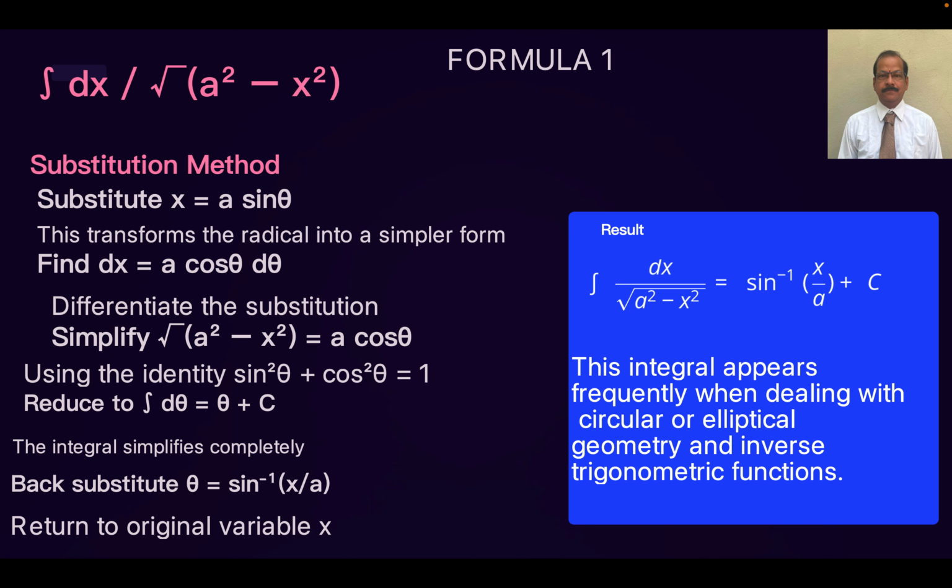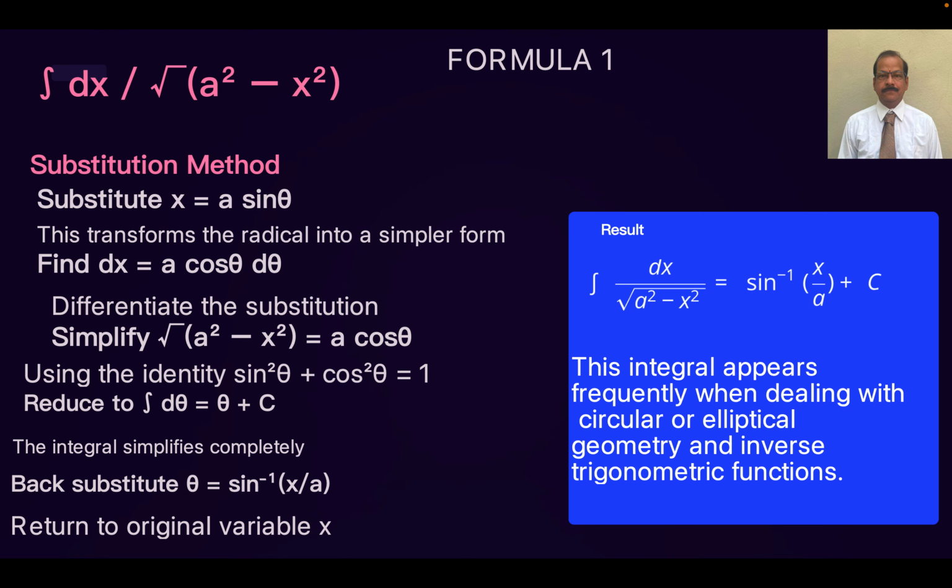Formula 1. Integral of dx by square root of a square minus x square. This we are going to solve using substitution method. Substitute x equal to a sin theta. This transforms the radical into a simpler form, and when x is a sin theta, we have dx equal to a cos theta d theta.